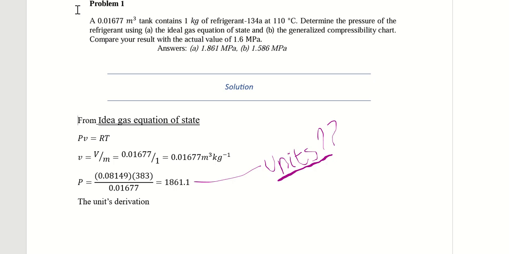But another question will come: our tank contains 4 liters of water. That's not total volume; that's the volume for the liquid. But now they say this volume tank, that means the total volume. So to get the specific volume, we take the total volume divided by the mass, and we have 1 kilogram. So from the ideal gas equation, we can divide and get 1.861 megapascals.